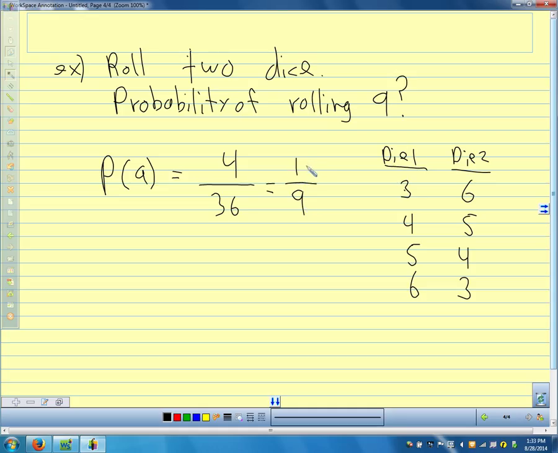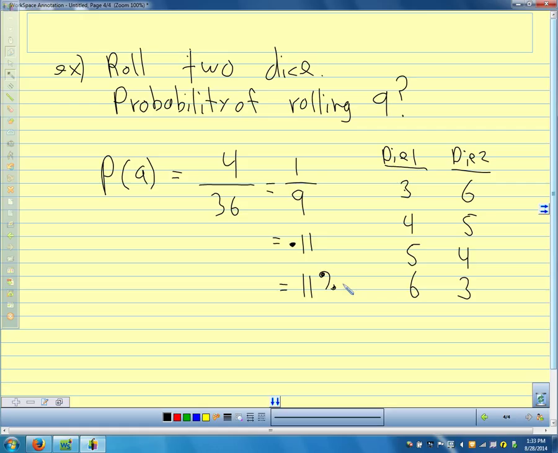If we turn this into a decimal, we divide 1 by 9, and that equals 0.11. That would be a correct answer also. That also equals a percentage. How do we turn 0.11 into a percent? Move the decimal to the right so we get 11%. Perfect. So 1/9, 1 out of 9 chance, 0.11 or 11%.